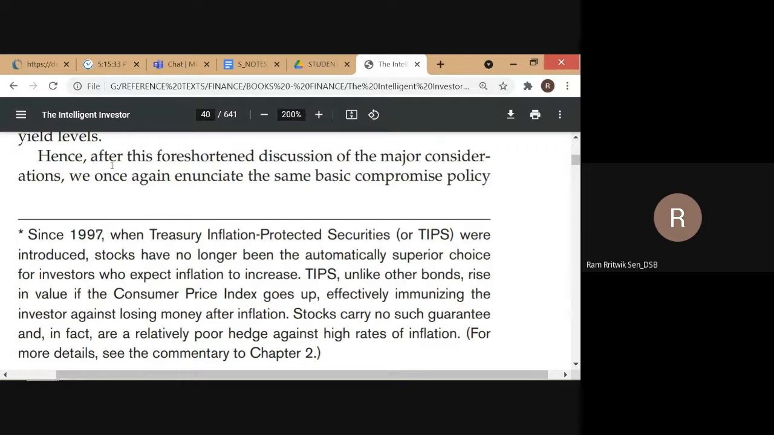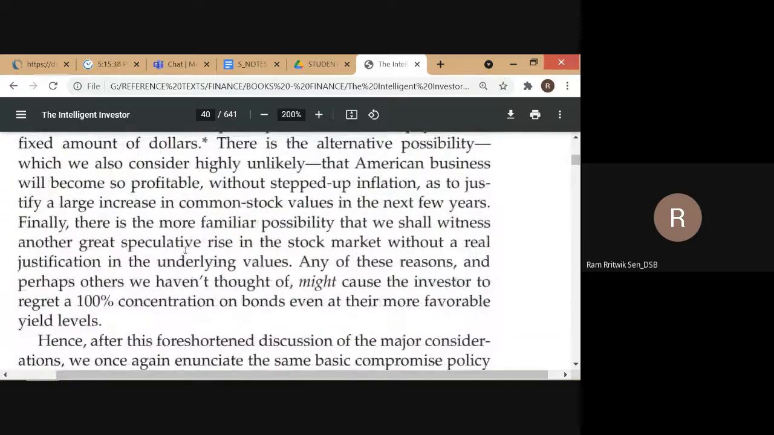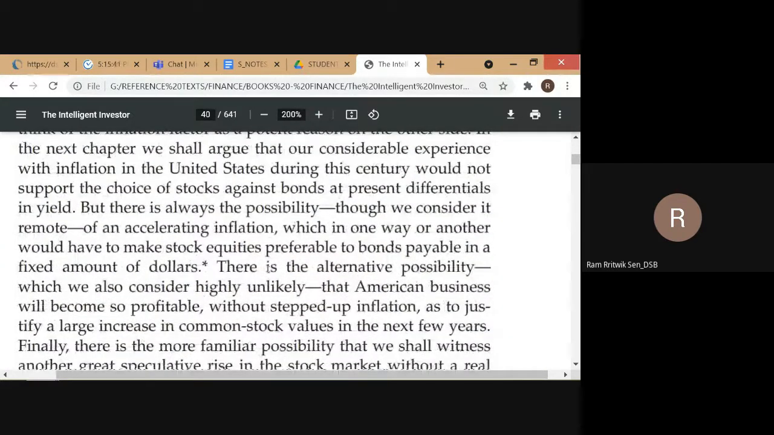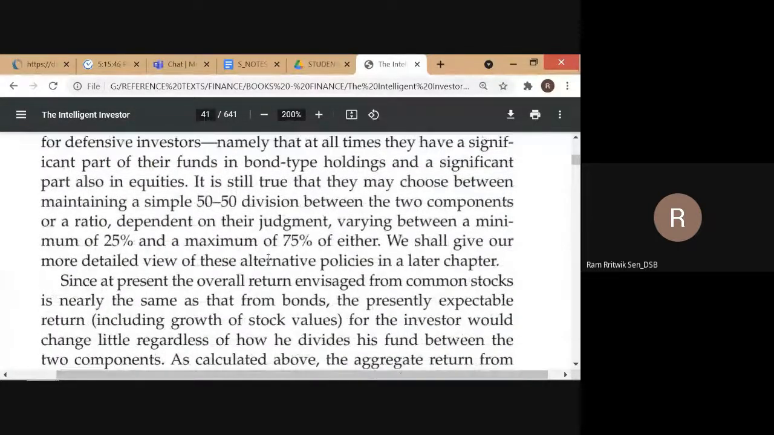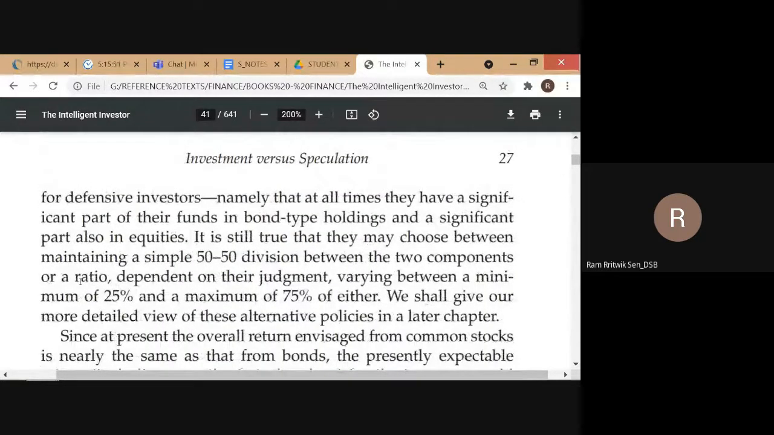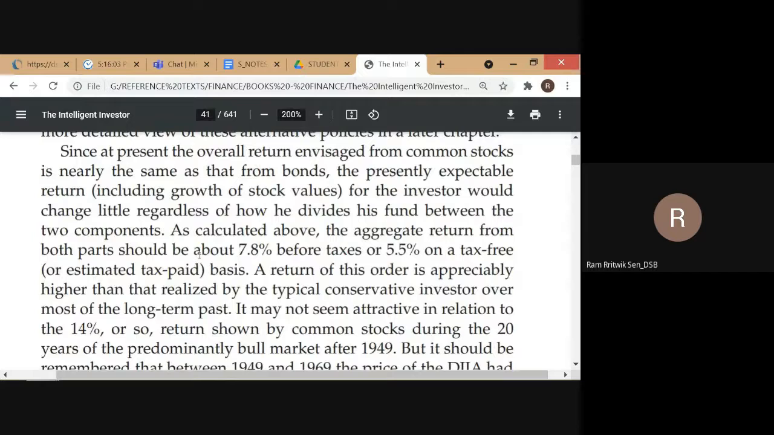So anyway, once again we go to the book. Basically, he's saying that even though it may seem like bonds are very attractive, you can't put everything in bonds. There's a mention of TIPS, so I've given you the link. He's constantly talking about the asset allocation division: either you have 50-50 stock and bonds, or you oscillate between 25-75. You can just take these decisions on your own based on your risk preferences and the market outlook.